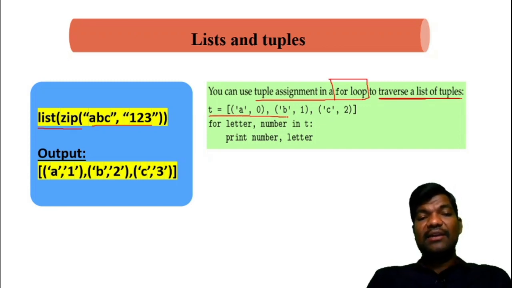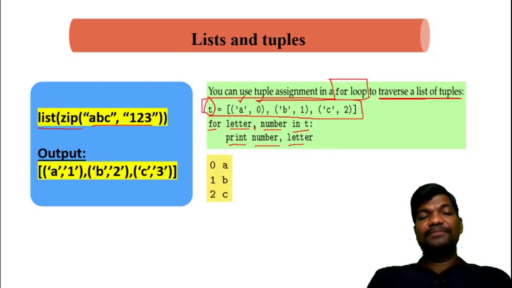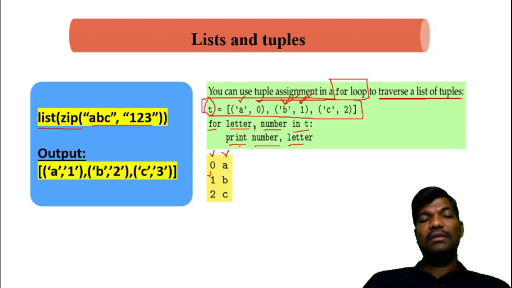Consider one example, T equal to a list of tuples: A0, B1, C2. Now for letter, comma, number in T, what do we need to print? Number, comma, letter. The output is like this. What is the number? 0. What is the letter? A. Similarly, what is the number here? 1. So number, letter, number, letter, like that.